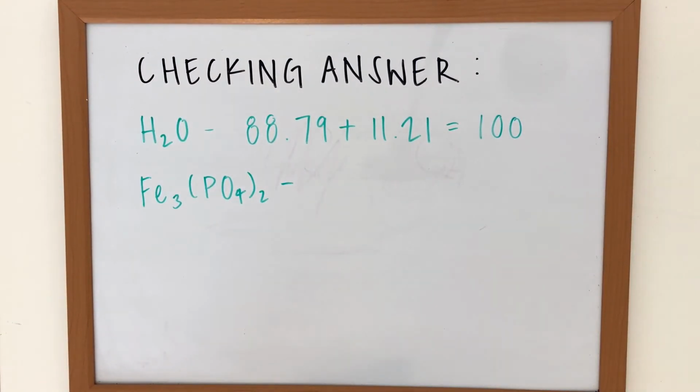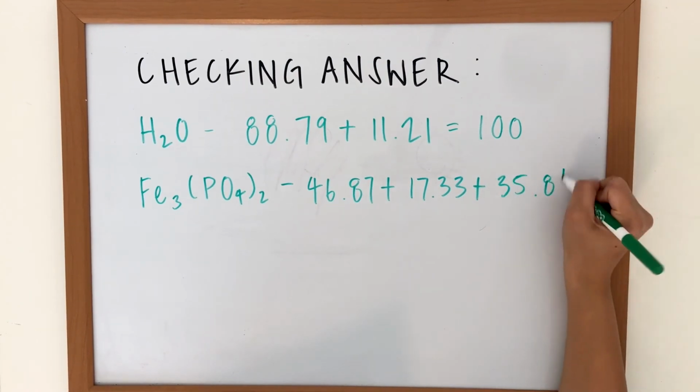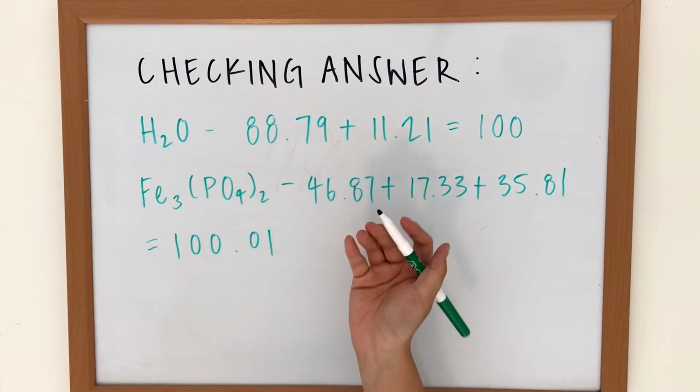As a final reminder, you can check your answers by adding up all the percent compositions of each element, which should total to 100%. However, there could be a small amount of error due to rounding differences.